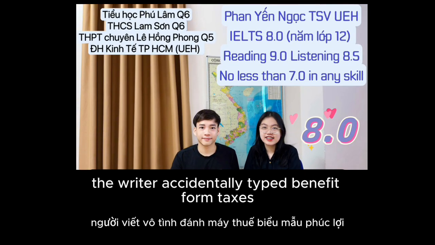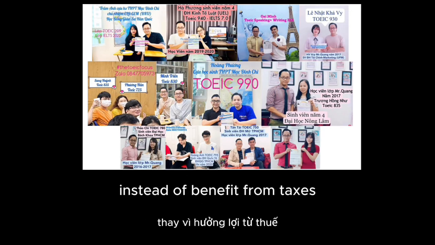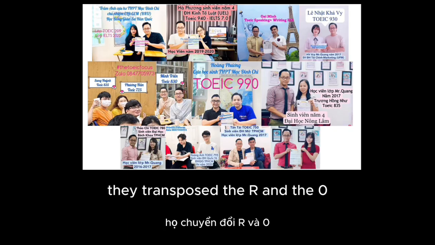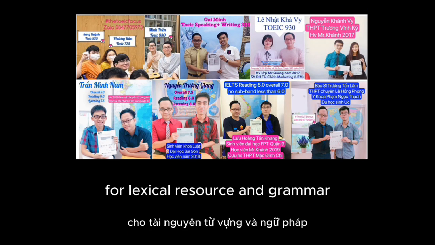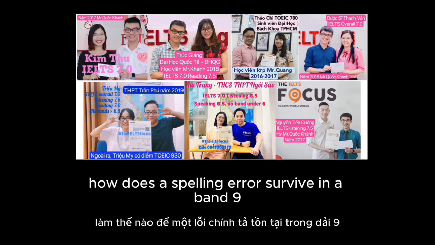In this flawless Band 9 model essay, the examiner actively noted a typographical error. The writer accidentally typed "form" instead of "from" in "benefit from taxes." They transposed the R and the O, yet they still received a Band 9 for lexical resource and grammar. That is wild. How does a spelling error survive in a Band 9?